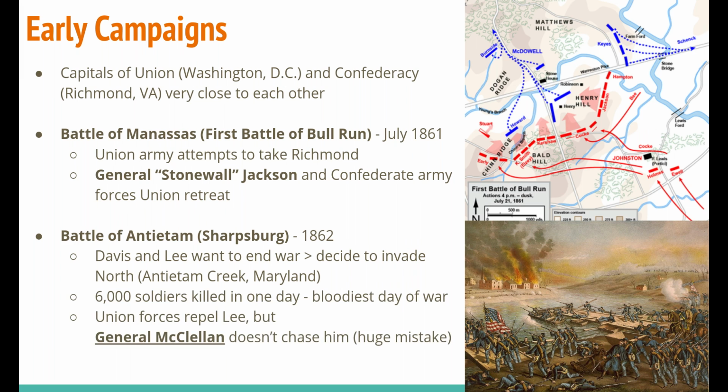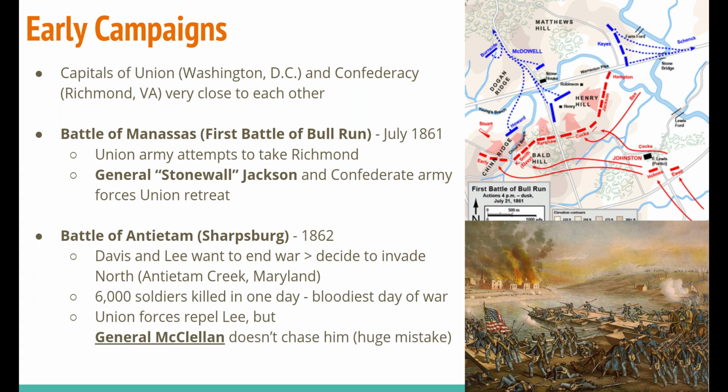6,000 soldiers are killed in one day, making it the single bloodiest day of the war thus far. So the Union does manage to beat Lee back, but the Union general at the time, General George B. McClellan, doesn't chase him. He lets Robert E. Lee escape, lets him go and recuperate, and by not doing this, McClellan misses his opportunity to really take out the greatest general that the South has, and the biggest threat to Union supremacy.